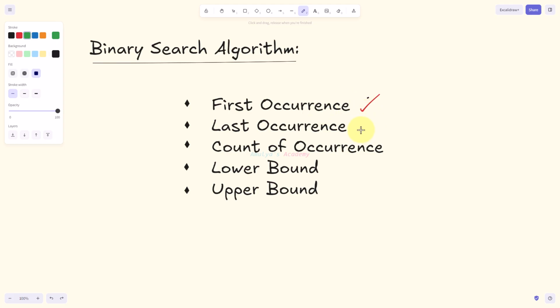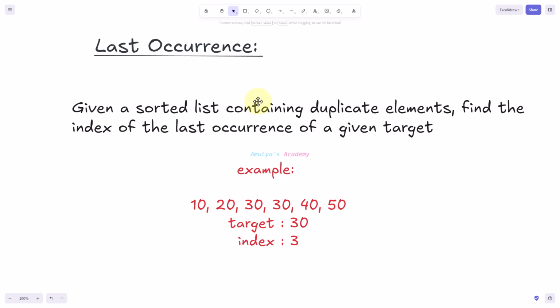Next, let's talk about the last occurrence problem. The problem statement is, given a sorted list containing duplicate elements, find the index of the last occurrence of a given target. For an example, here we have a sorted list. Our target is 30. Then our output is index 3, the last occurrence of 30. Here 0, 1, 2, 3. In this list, this is the last occurrence of 30. Its index is 3, so the output is 3.